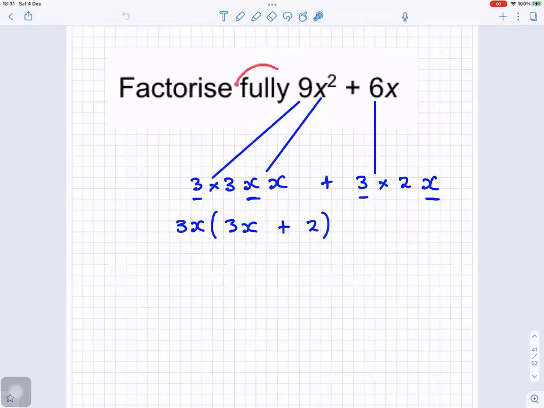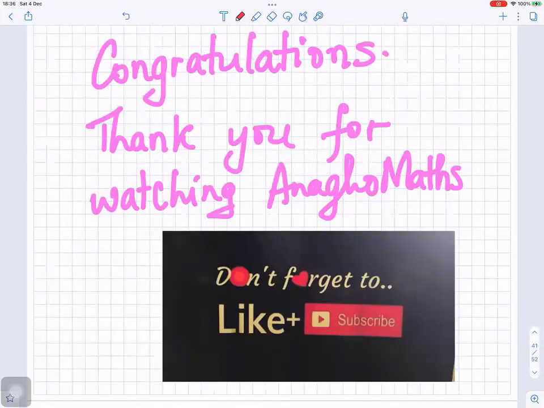Factorize fully. The word here is fully. Most students factorize this, but they don't do it fully. Fully means you have to use the highest common factor. Highest common factor for 6 and 9 is 3. So 9 is the same as 3 times 3, and then there's an x. 6 is the same as 3 times 2, and then there's that x. What is the highest common factor? It is 3x. So 3 comes out and x comes out. What are you left with? 3. What are you left with there? 2. So it's 3x bracket 3x plus 2.